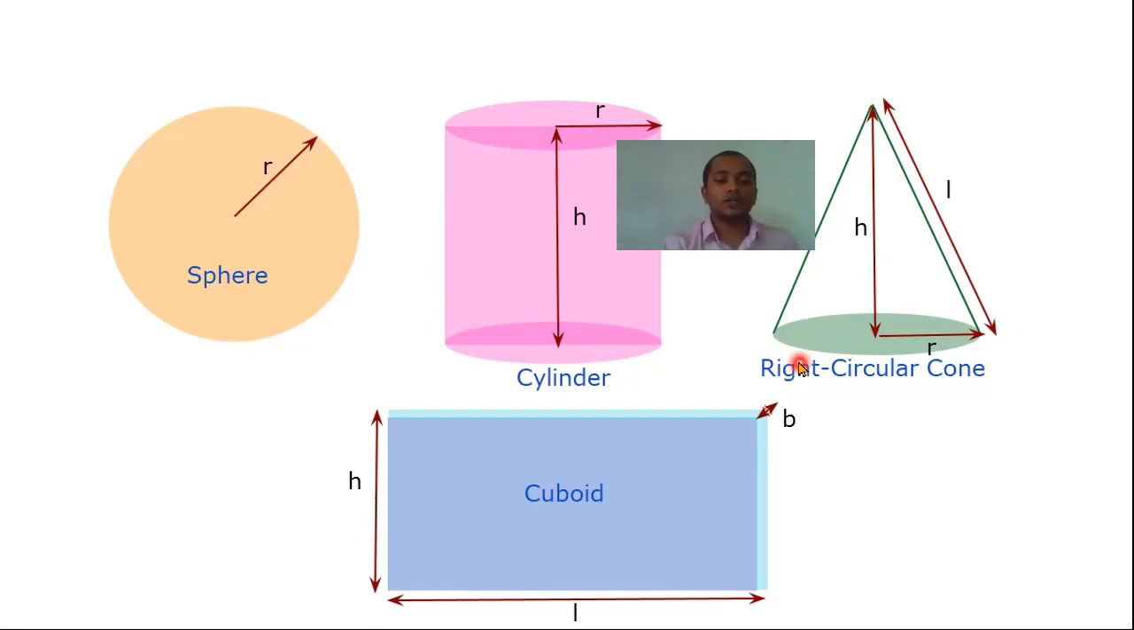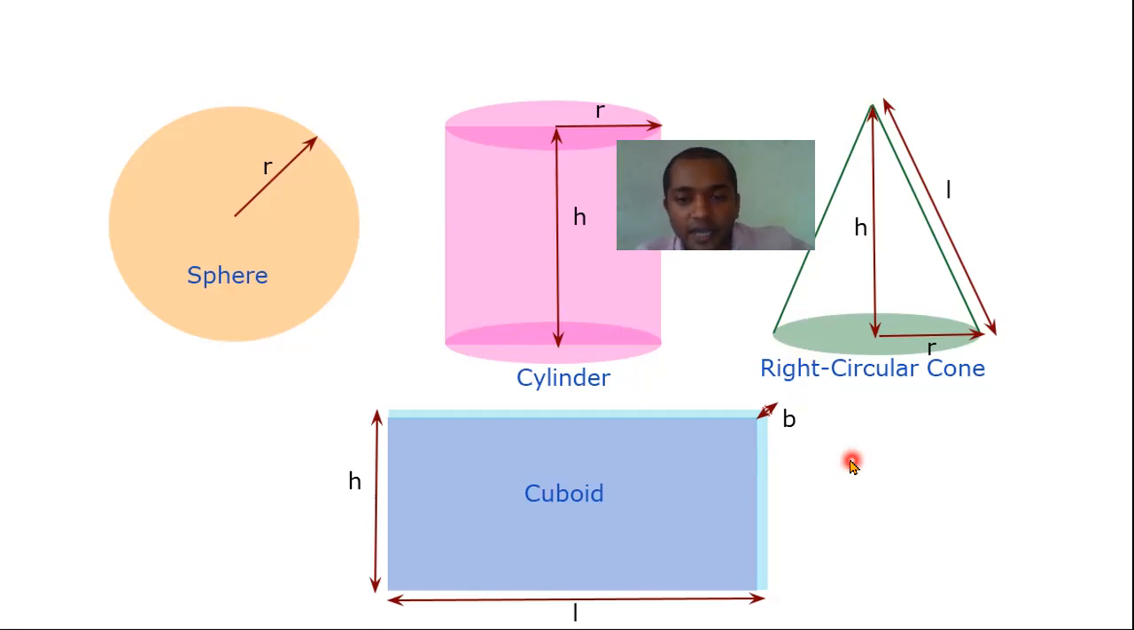Now, coming to the cuboid's case. Achha, before that, see, if you have to just remember the volume of a cylinder or right circular cone, you don't have to do much endeavor. You have to just remember the area of a circle. I hope that everyone remembers. That's not very difficult to remember. The area of a circle is pi r square.